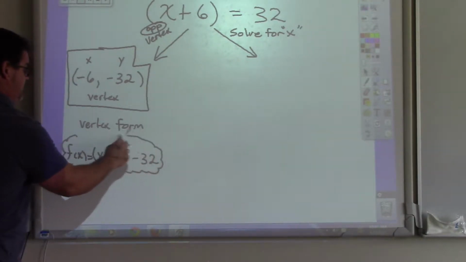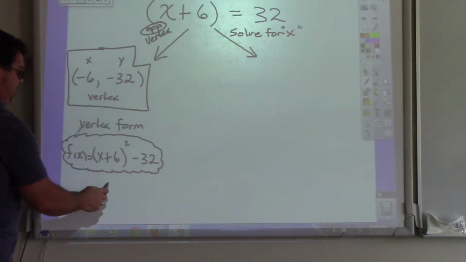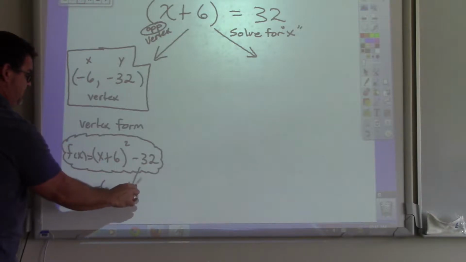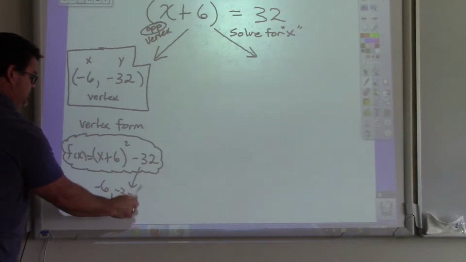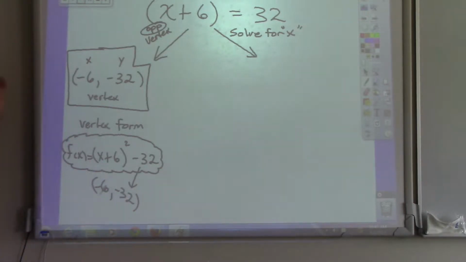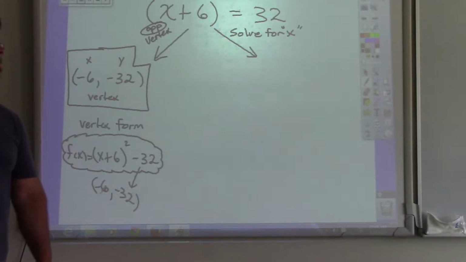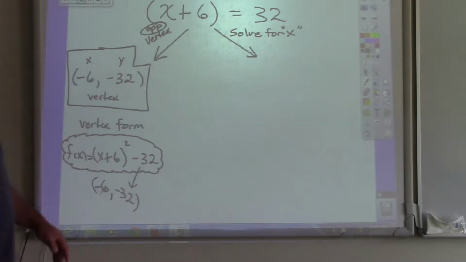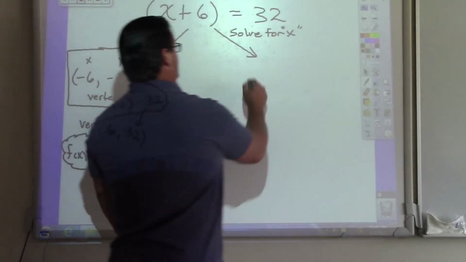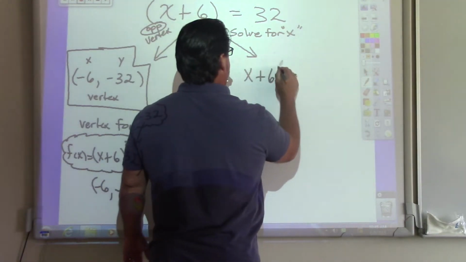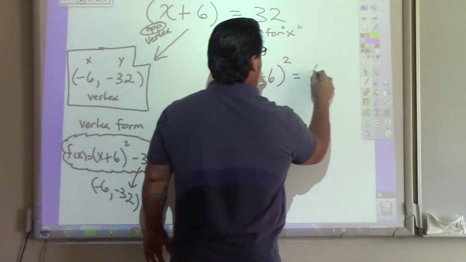And when it's in vertex form, you take the opposite of the 6, which is negative 6, and you just bring the negative 32 down, and you get your vertex that way. Either way, your vertex is what? The same. Now we go over here and we solve for x. x plus 6 quantity squared is equal to 32.